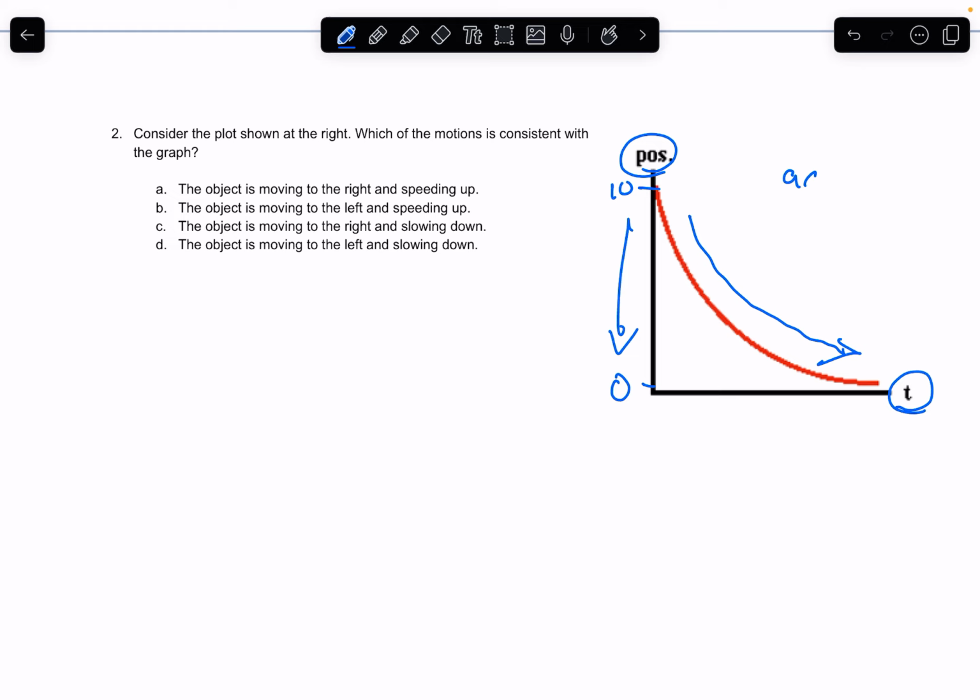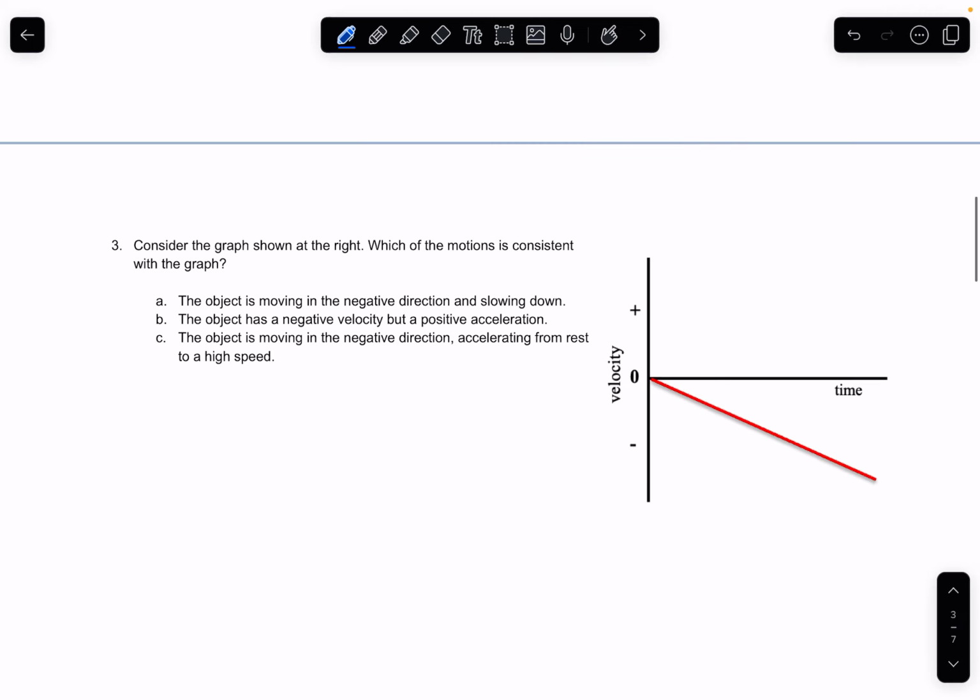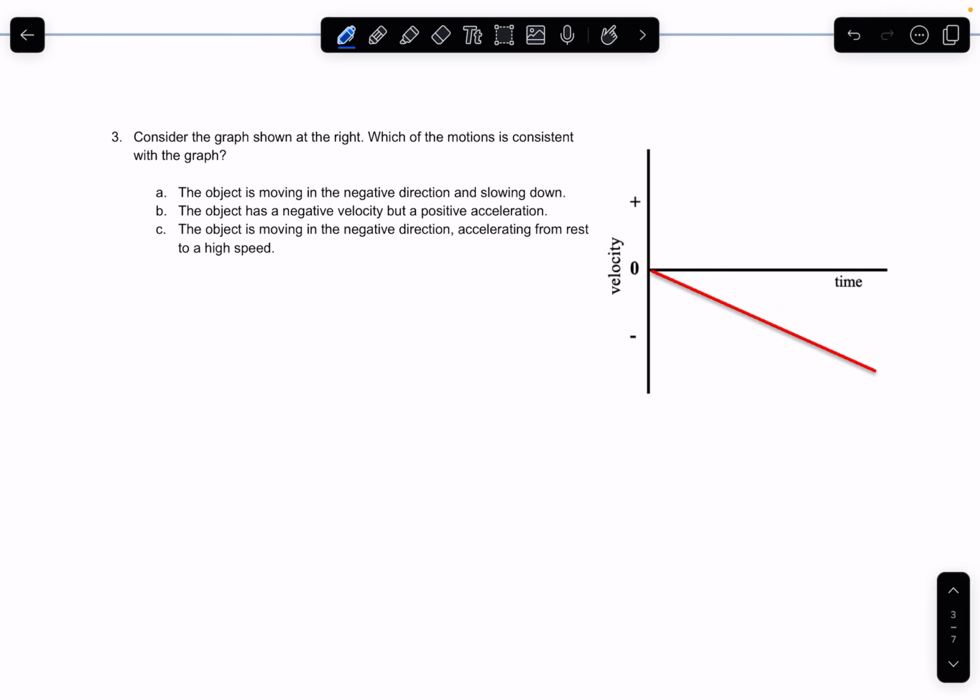That means you have some kind of accelerative motion. It's accelerating. Now, accelerating could also be slowing down or speeding up, or moving in the negative or the positive direction, so a number of varieties there. We move to question 3.